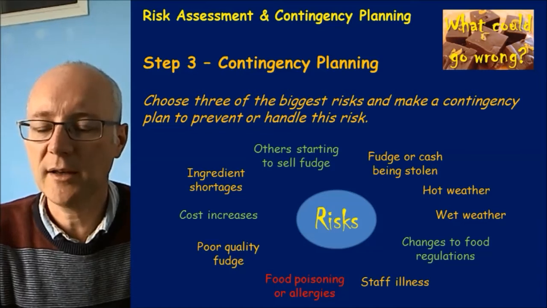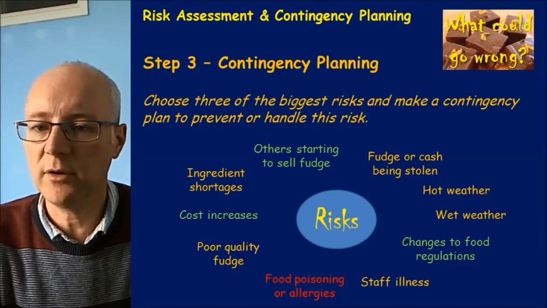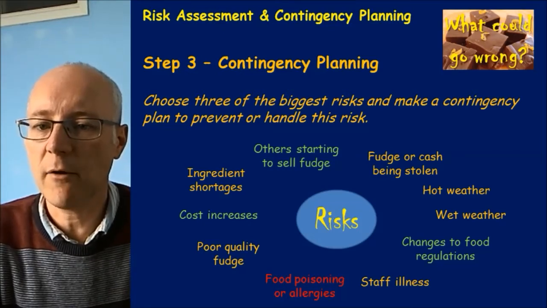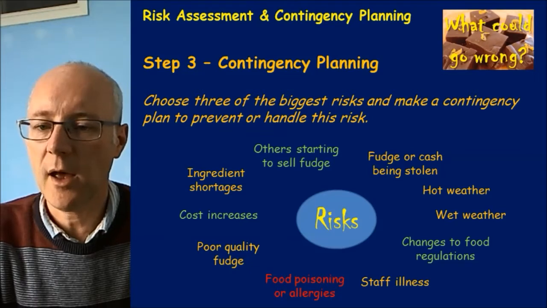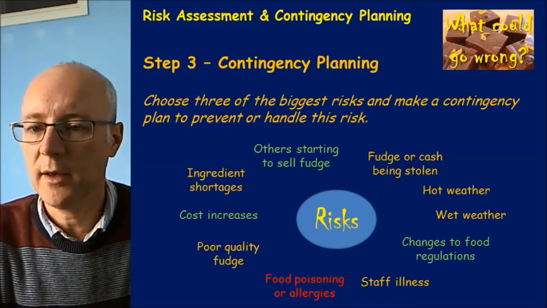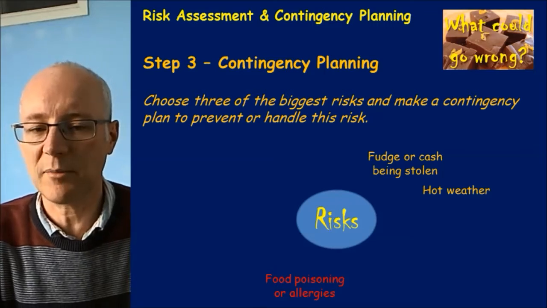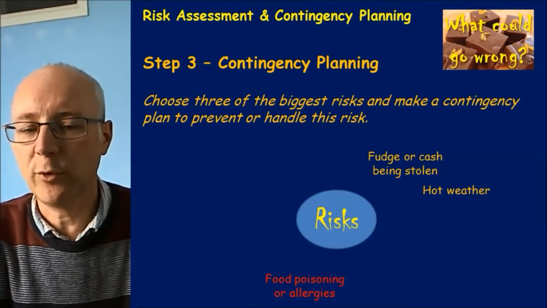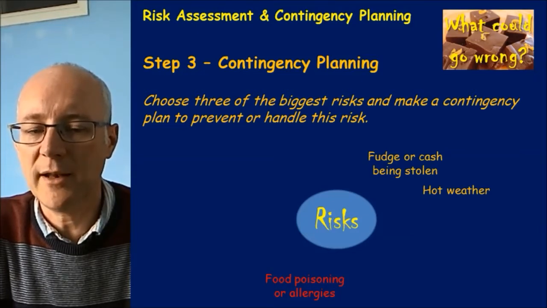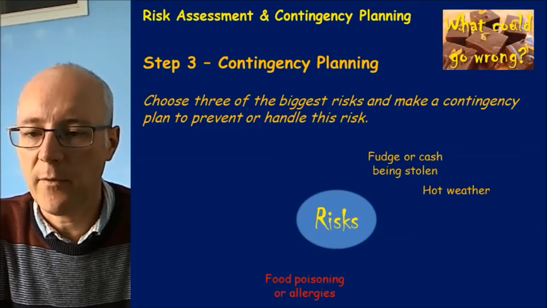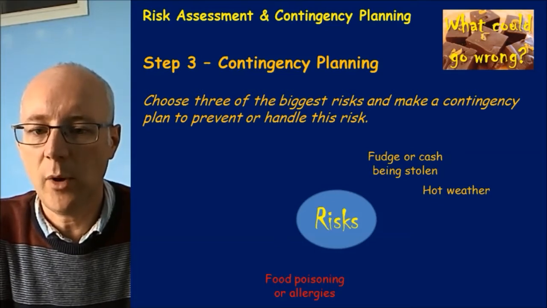So you only tend to put in contingency plans for the higher level risks. So what I want you to do is to choose 3 of the biggest risks that you have for your business that you've identified and make contingency plans for those. The 3 that I'm going to choose are obviously the food poisoning and allergies one, because that's my highest risk. And then I'm also going to think about what I'm going to do to try to reduce the risk or prevent the risk of theft and of damage to stock because of hot weather.